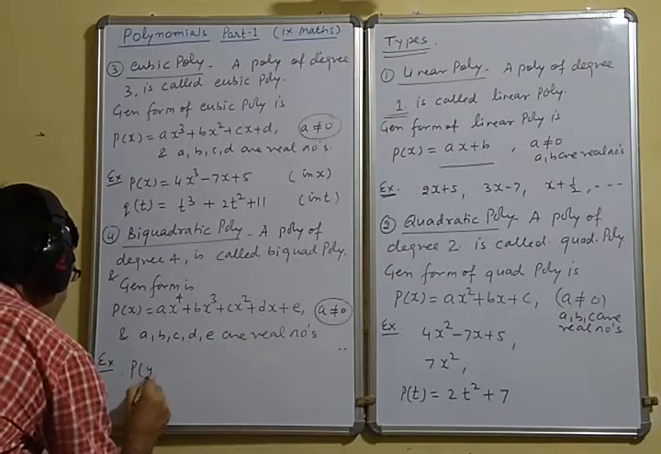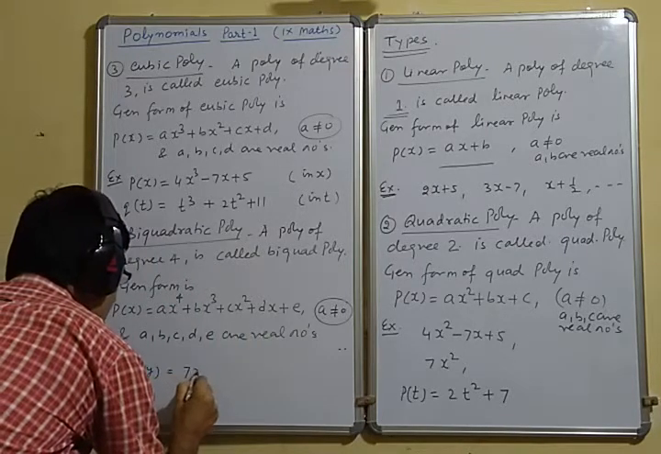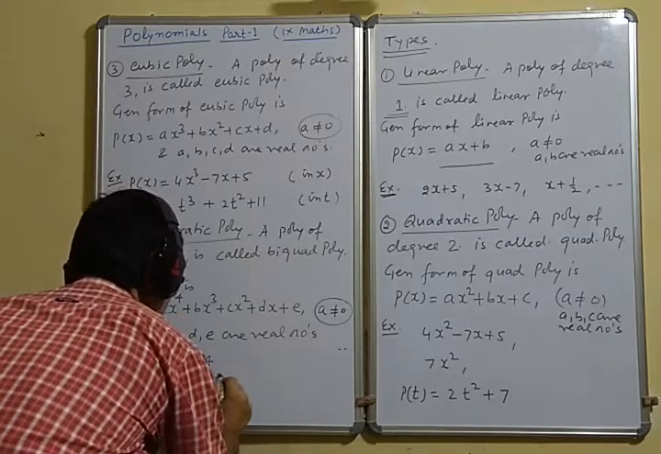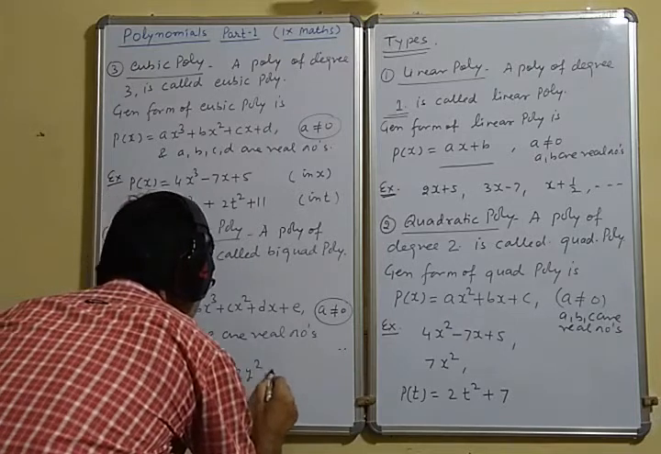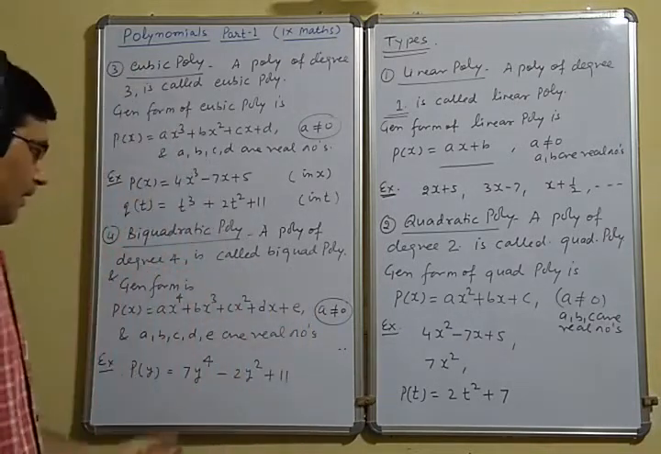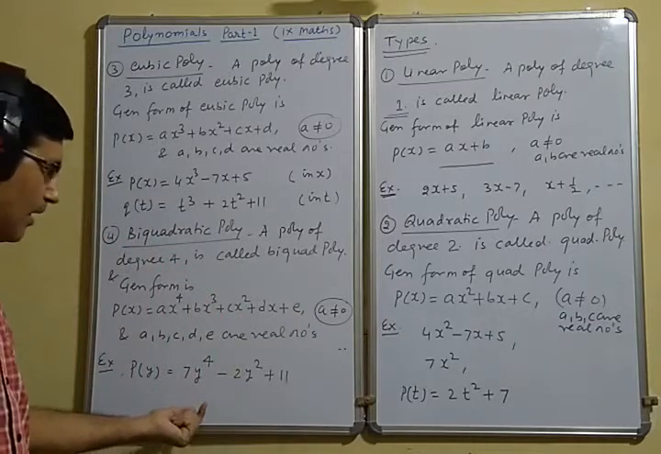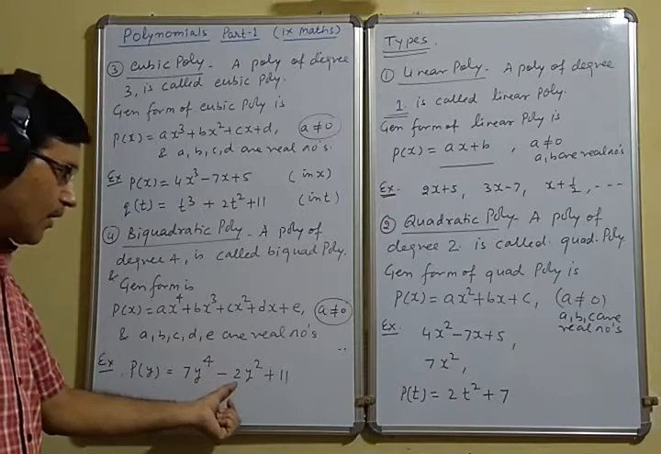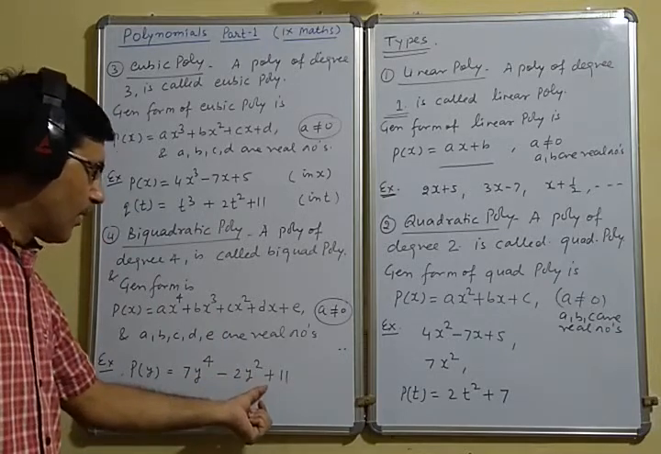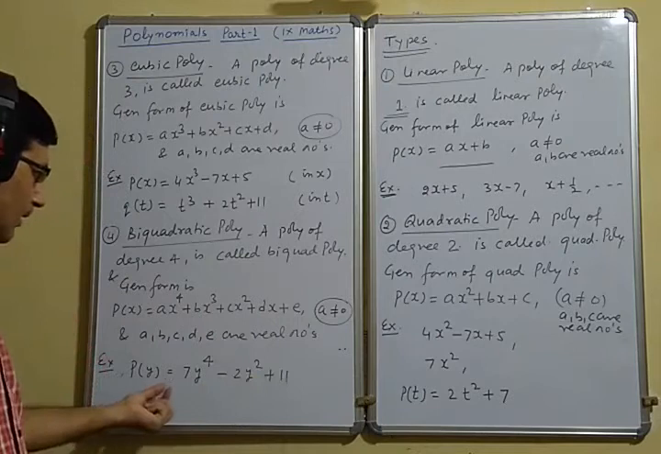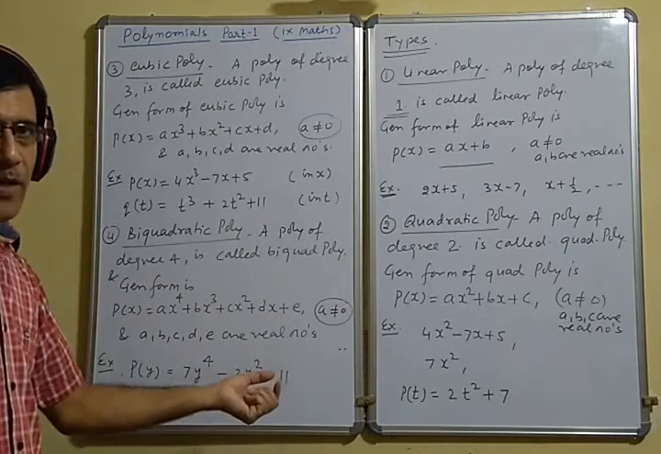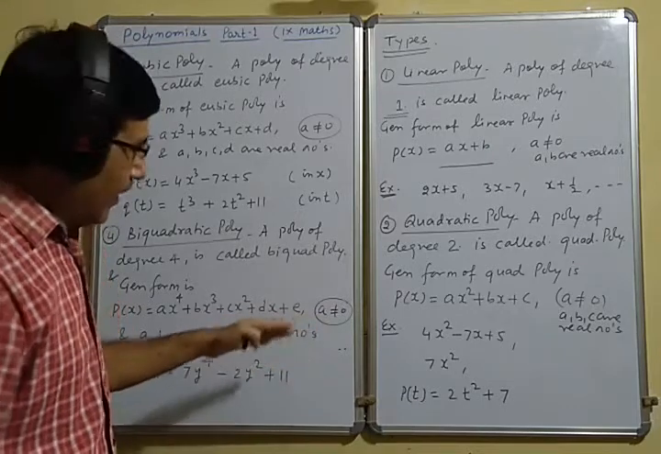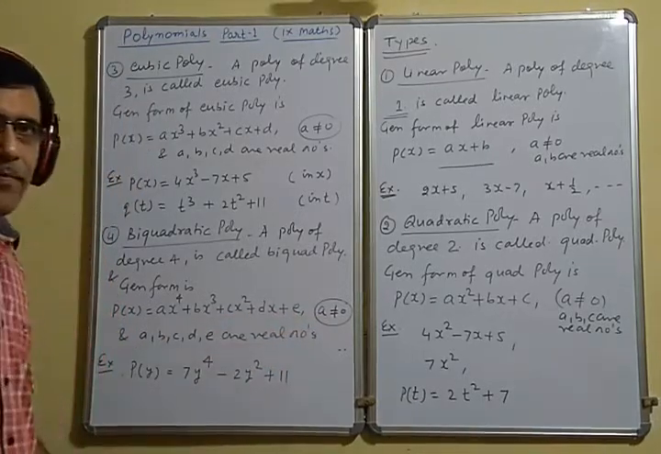Now, let us see some examples. p(y) = 7y⁴ − 2y² + 11. This is a biquadratic polynomial. Here a is equal to 7, b is 0, c is −2, d is 0, e is 11. So this is a biquadratic polynomial. After that we will learn the next one.